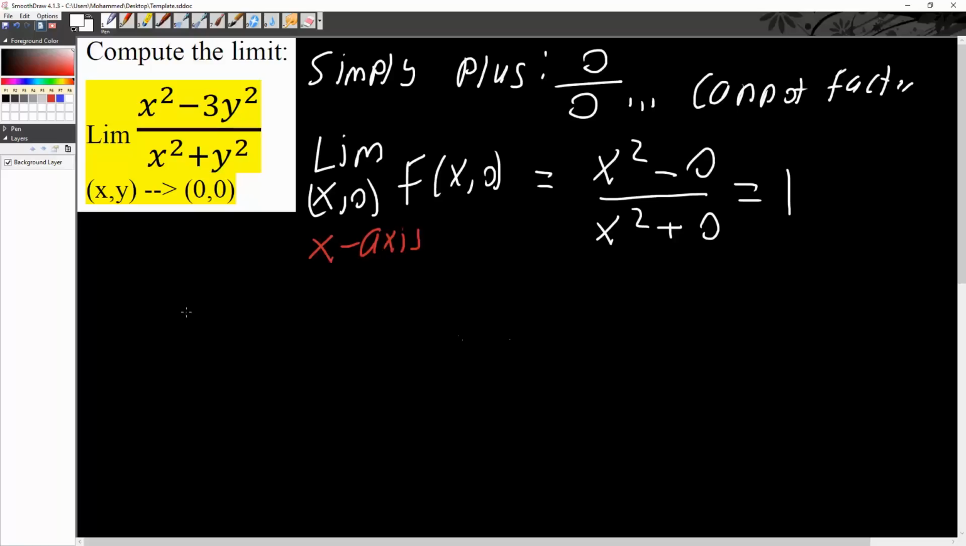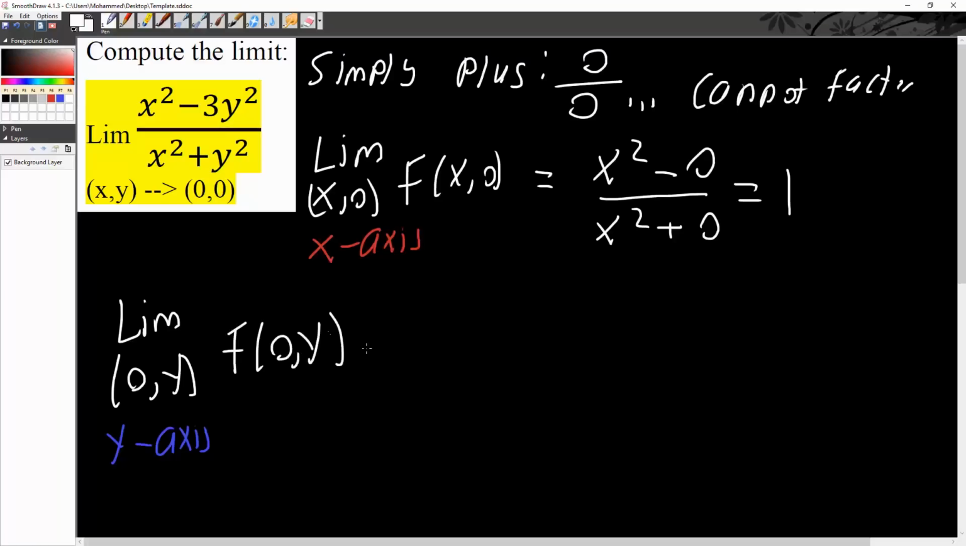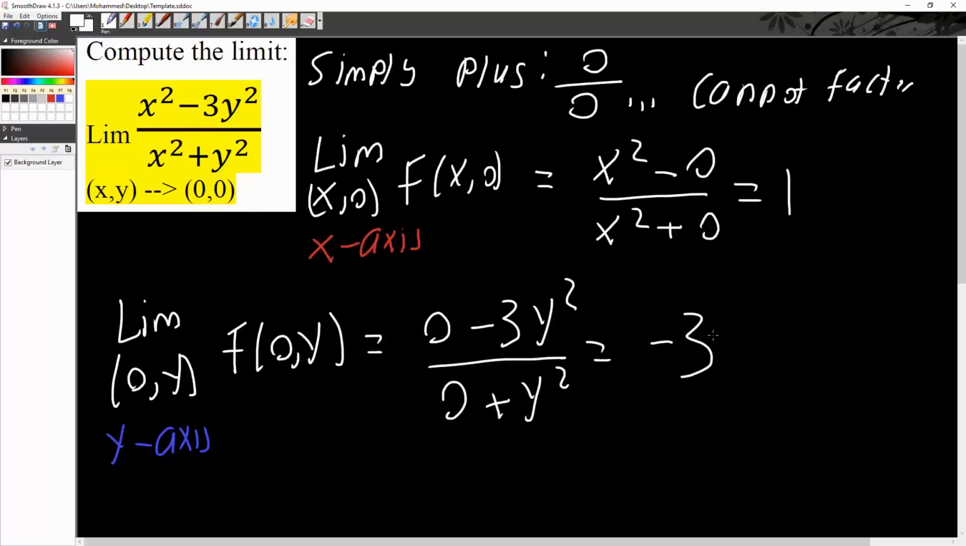So next we try the limit as (0, y). So let me just switch colors and say the y-axis. And so when we try this, we would get f of (0, y). And so this would equal 0 minus 3y squared divided by 0 plus y squared, which equals negative 3.